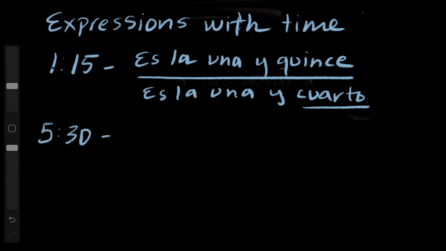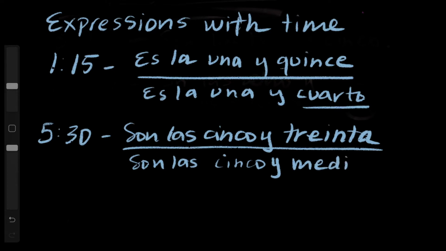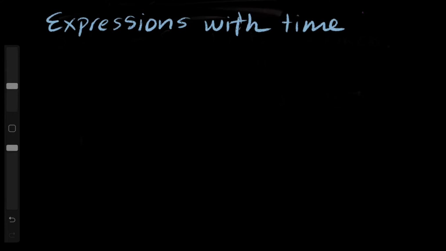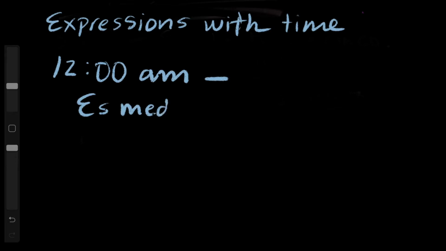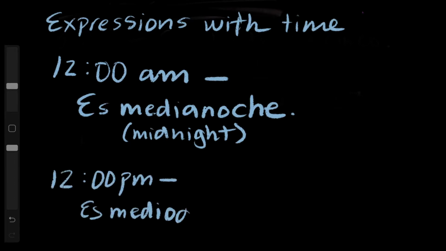Now with this time, 5:30, we can say son las 5:30, which is using the numbers that you see right there. Or we can say son las 5:30. Media means one half. Same logic because half an hour has passed by. When it's 12 a.m., we say es medianoche, it's midnight. At 12 p.m. es mediodía, it's noon.